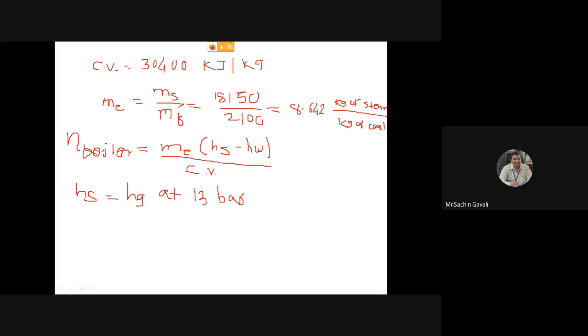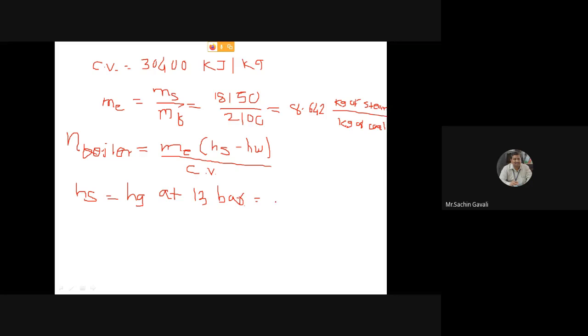Now, the pressure is given as 13 bar. Which table do we have to refer? Anybody other than one regular student like Ajit Gaikwad? What is HG at 13 bar? Which table do we have to refer? Somebody give the answer. HS is equal to HG at 13 bar. So we'll tell, somebody? 2785.4.